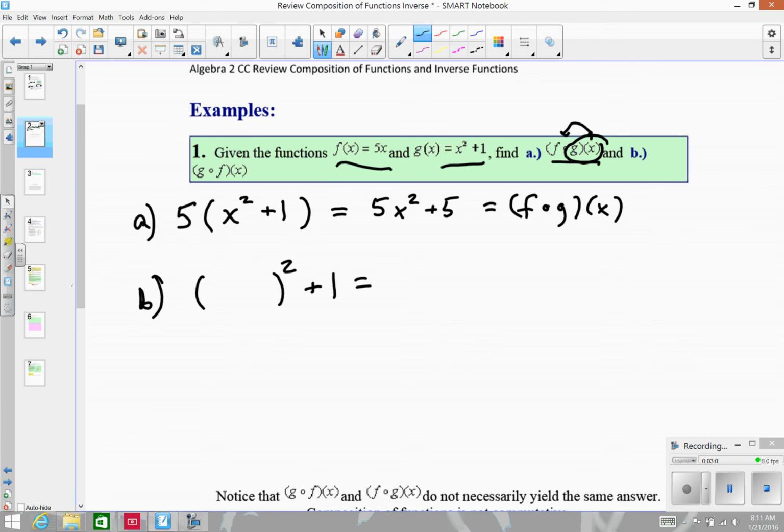If I fill in now my substitution, which is f of x, I'm going to put in 5x. Now I'm going to simplify this, and remember, if I have 5x in parentheses, every piece of that is being squared, so I will get 25x squared, and then I have my plus 1 at the end. So g of f of x is equal to 25x squared plus 1.